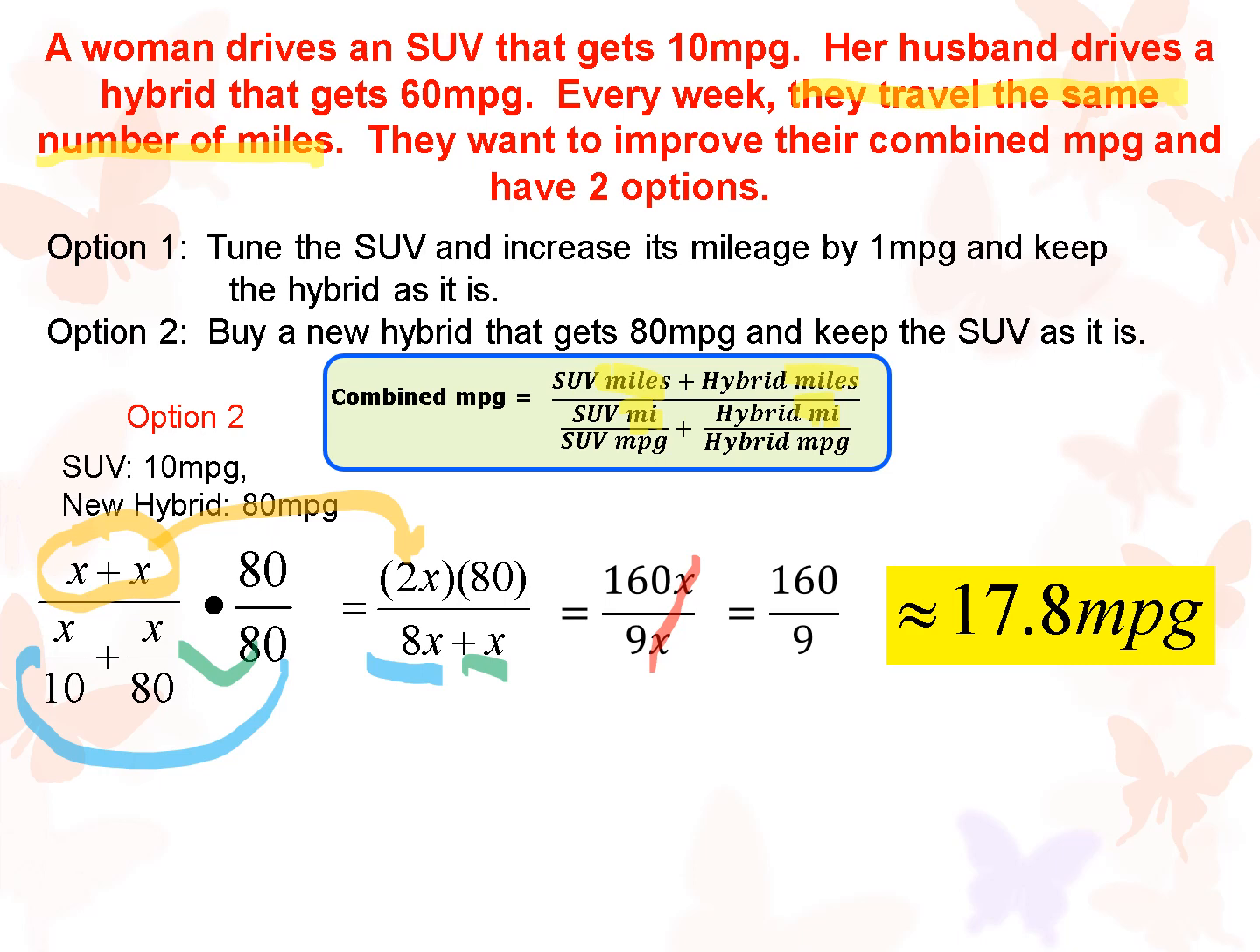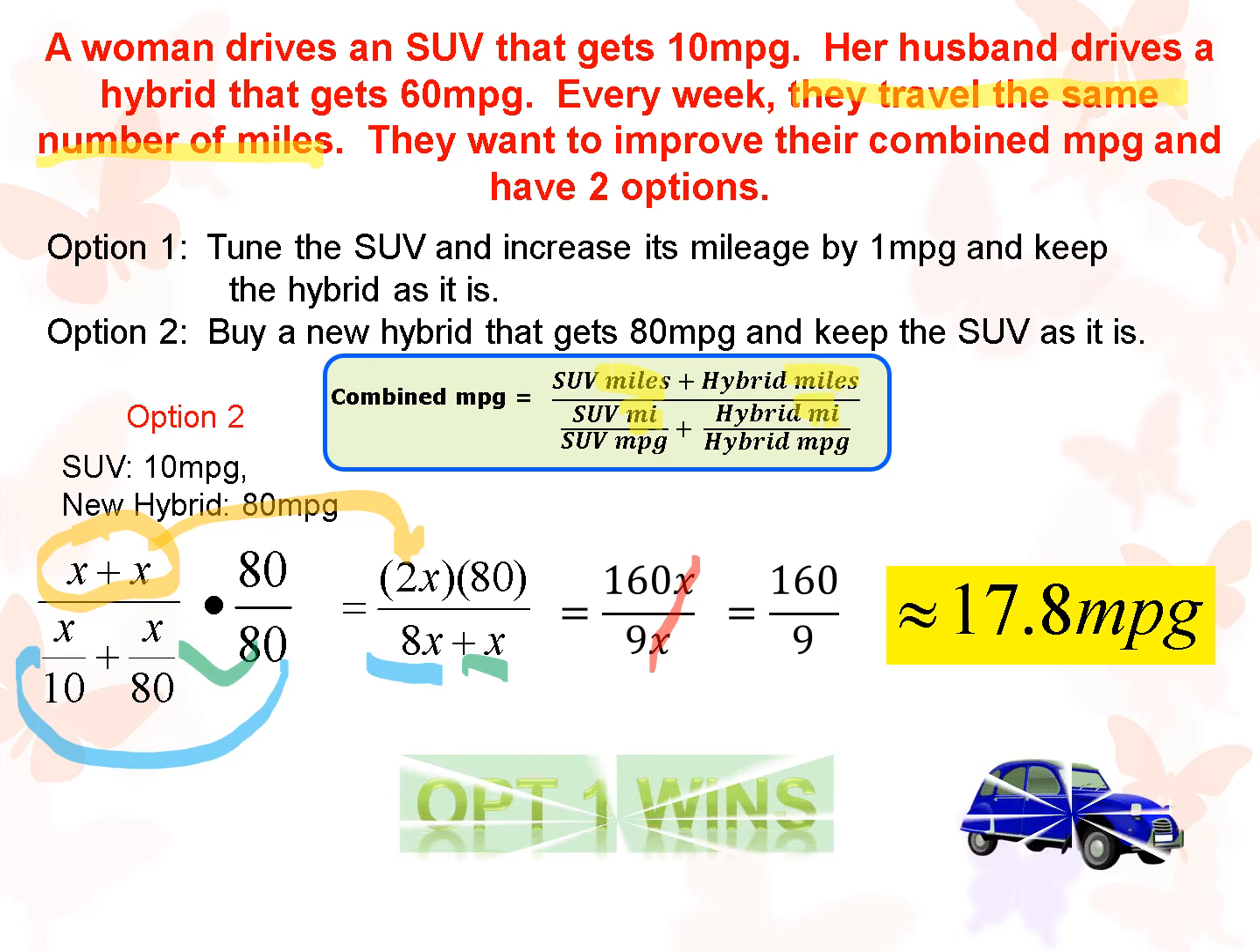Okay, so we know that option 1, where we gave the SUV a tune-up and kept our hybrid, we got a combined MPG of 18.6. If we did option 2, where we kept the SUV as it is and bought a new hybrid, we only get 17.8. So we can tell that the husband is going to keep driving his car because it is better in terms of MPGs to tune the SUV. Because if we do option 1, we get 18.6 MPGs, and that's the best option.